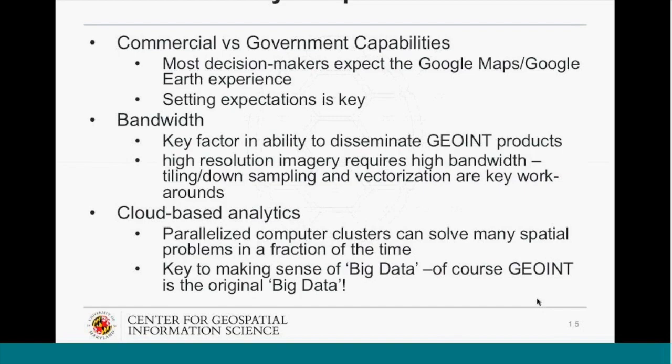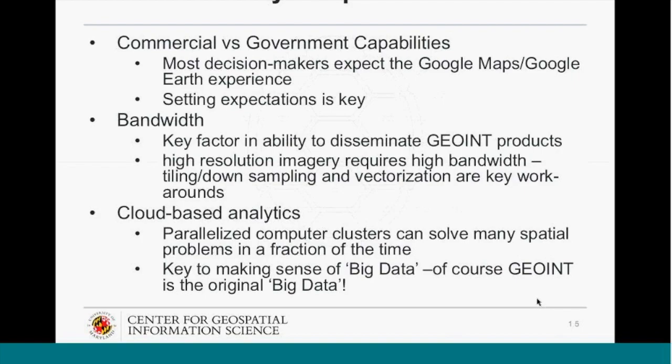A little bit about the role of GEOINT in relationship to the cyberspace intelligence agenda item. One thing to think about is commercial versus government capabilities, right? Most of your decision makers, and even more so the end users, I would say, are expecting the Google Maps and Google Earth experience in finding information using a map. That's not realistic for government capabilities. It's just not. There's so much more that needs to happen in that domain beyond what your commercial capabilities can provide.